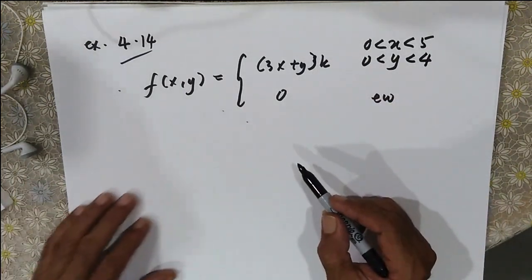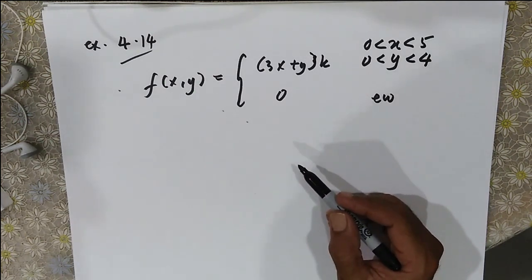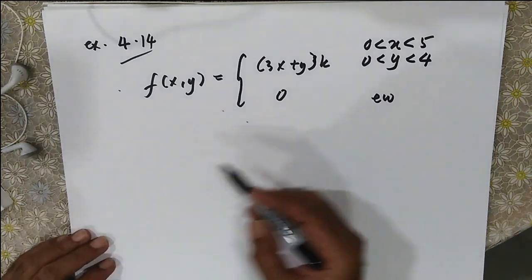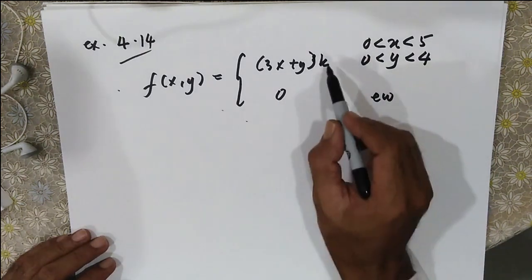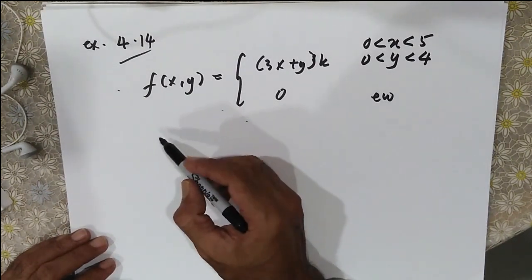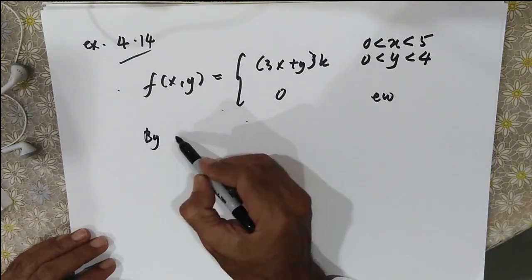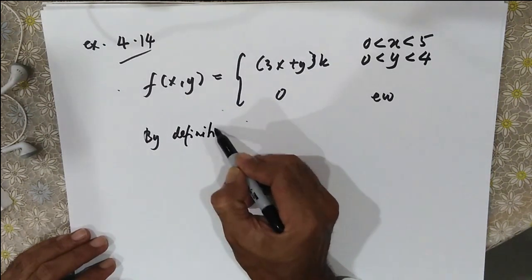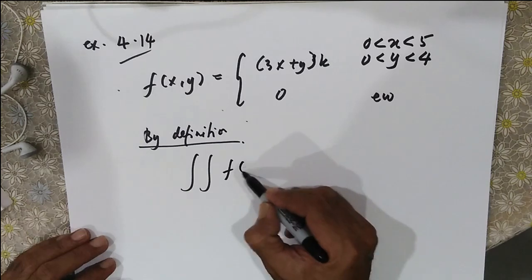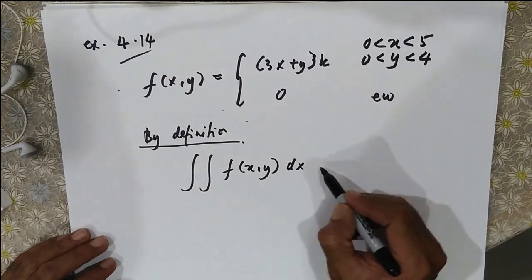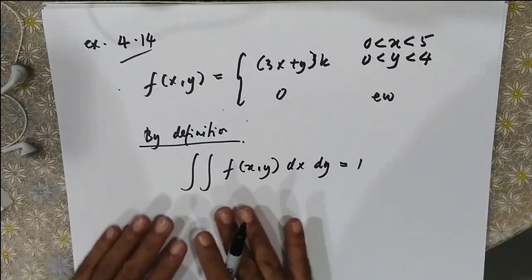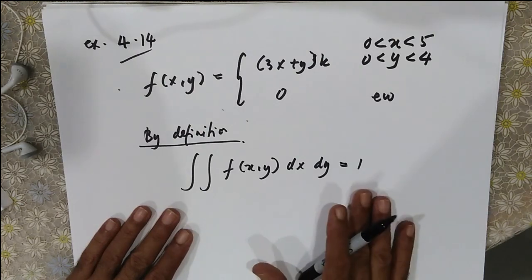I want to find the value of k here. So by definition, the double integration of this function f of x y dx dy must equal 1. This is the definition. So to solve for k here, we need to integrate this function.